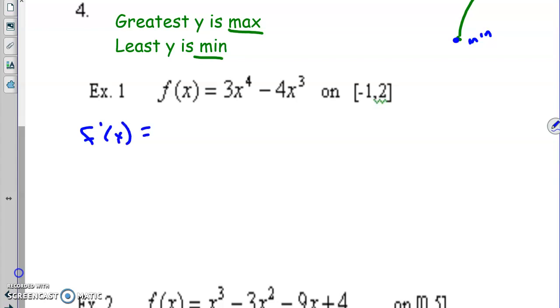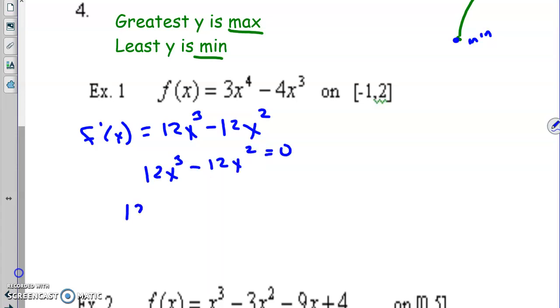Good old power rule. I would not want to be using a limit definition of derivative all the time, would we? Take a long time. 12x cubed minus 12x squared. Okay? So now we got to set that equal to 0 to find criticals. How are we going to solve this? Well, we got a huge GCF, 12x squared, which leaves us with x minus 1.